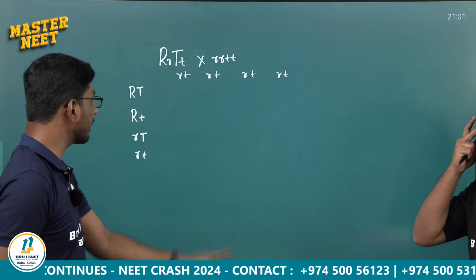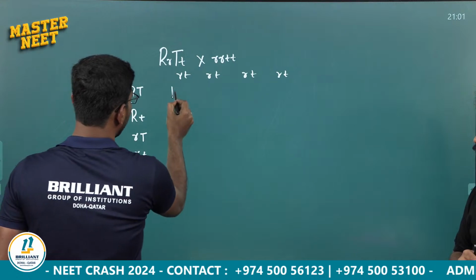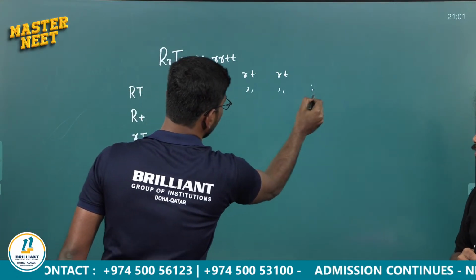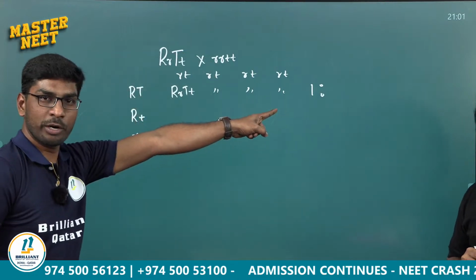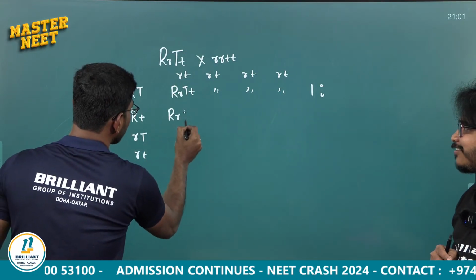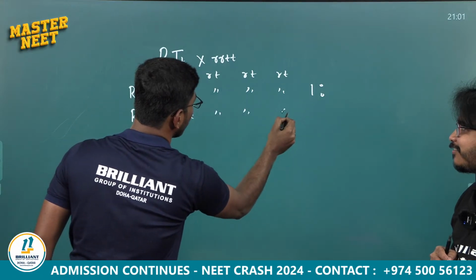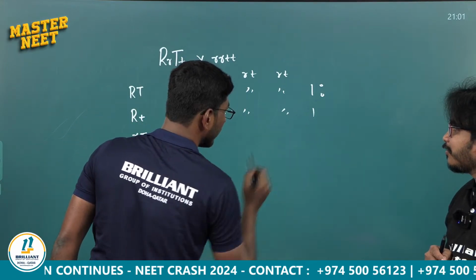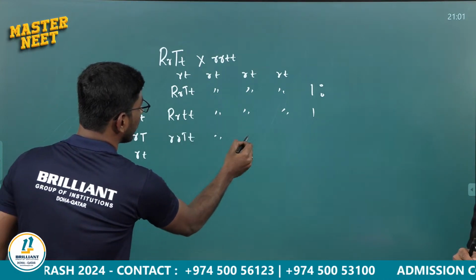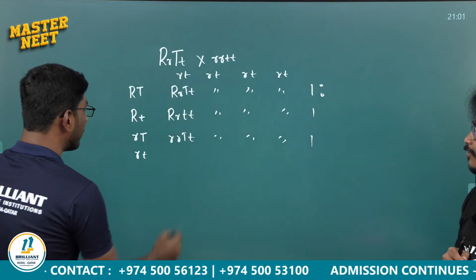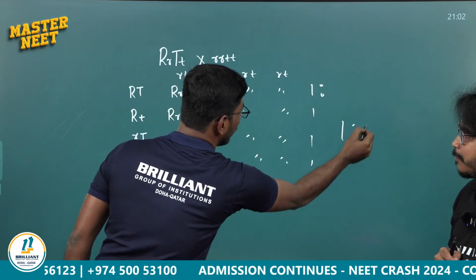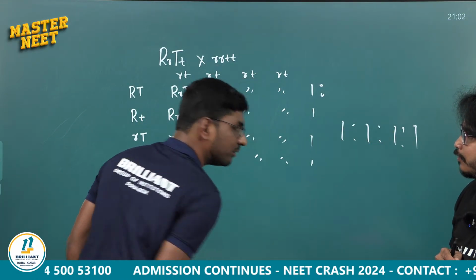Fine, correct. Now tell me, what is the cross of this one? Capital R, small r, capital T, small t. So all of these are 1:2. Am I clear? You got my point. All are the same, right? Next, what about this one? Capital R, small t, small t. So 1:2. Now look at the third one: small r, capital T, small t. Last one: small r, small t, small t. So 1:2, 1:2, 1:1. Simple.